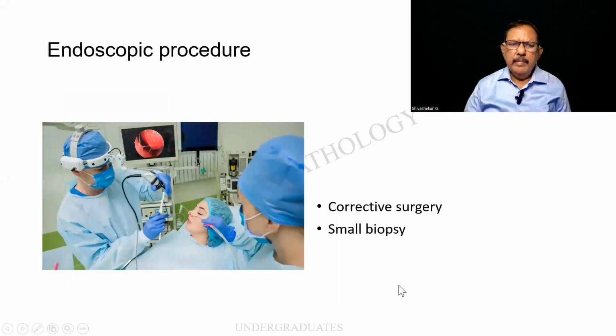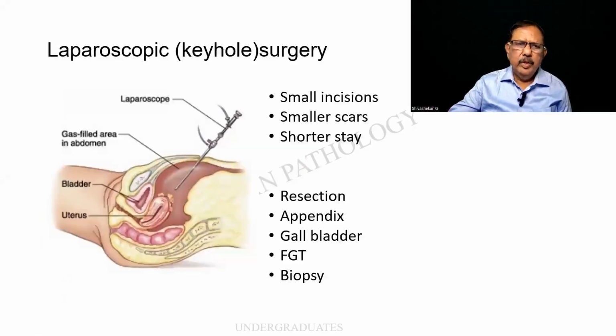Endoscopy is a miniature such procedure which can be used for corrective surgery as well as small biopsies. I'm just giving you some examples. So also the laparoscopic or keyhole surgery. Advantage: small incisions, small scars, and shorter stay. And it can be used for the abdominal organs such as appendix, gallbladder, female genital tract, as well as any biopsy.